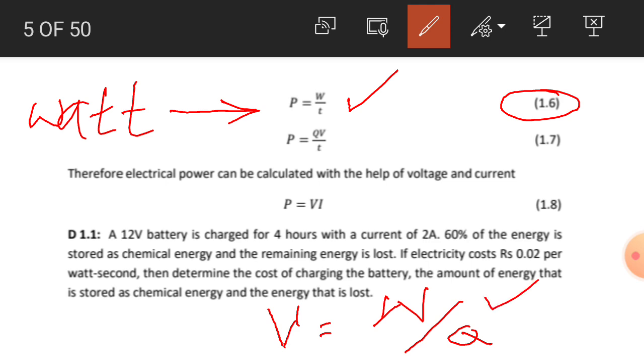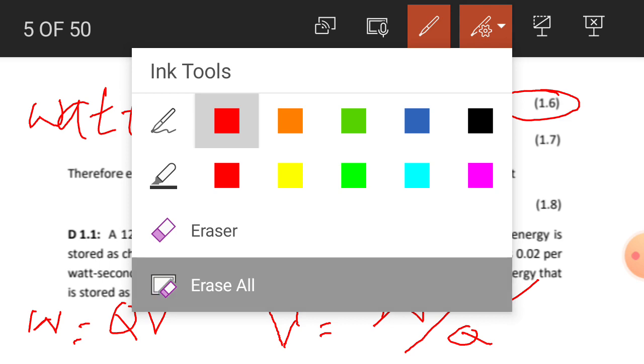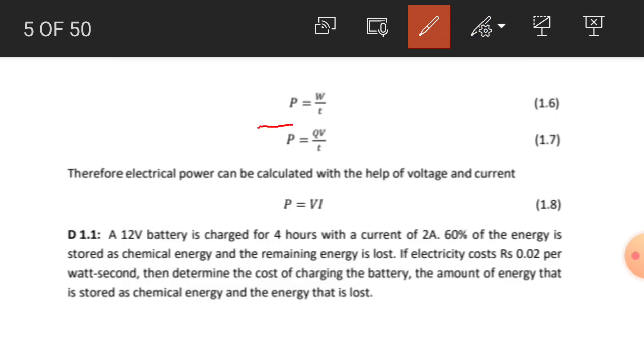So you guys can calculate the total electrical energy in terms of voltage and charge. The total electrical energy in terms of voltage and charge will be equal to QV. So we put the value of electrical energy in equation number 1.6. The electrical energy is equal to QV, so the electrical power will be equal to QV by T. This is how we calculate the electrical power.